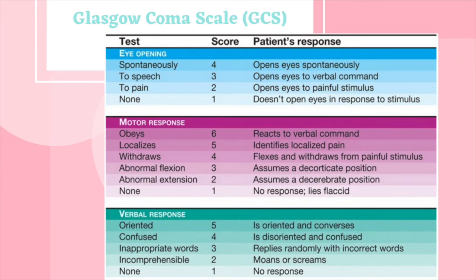So individual elements as well as the sum of the score are important. The individual elements of a patient's GCS can be documented numerically, for example, E2, V4, M6, as well as added together to give a total Glasgow Coma score of 12.